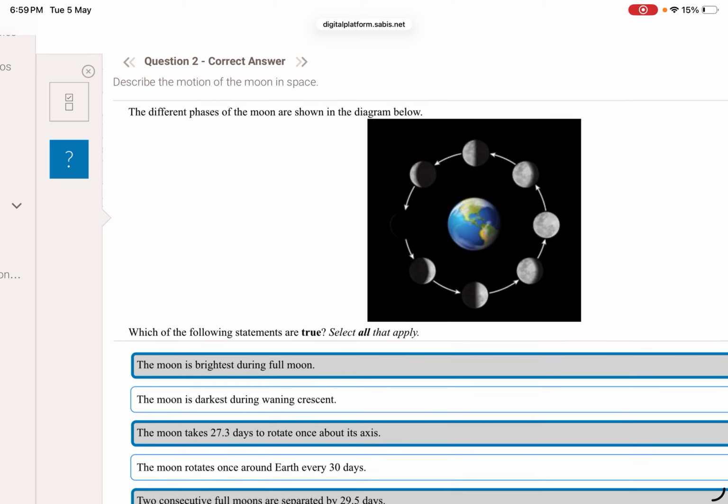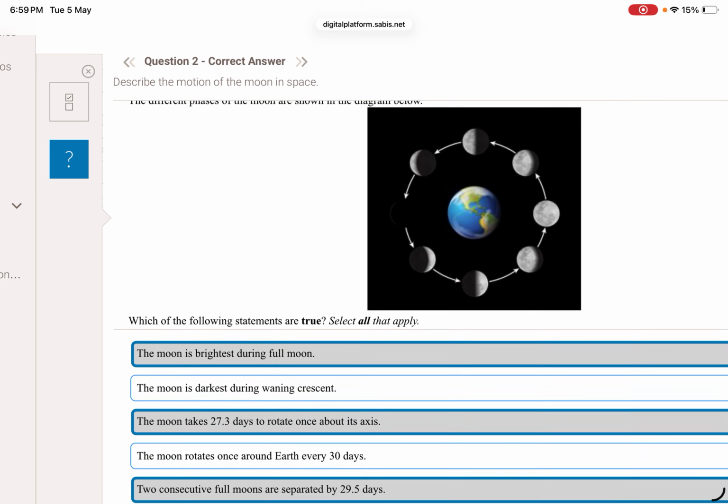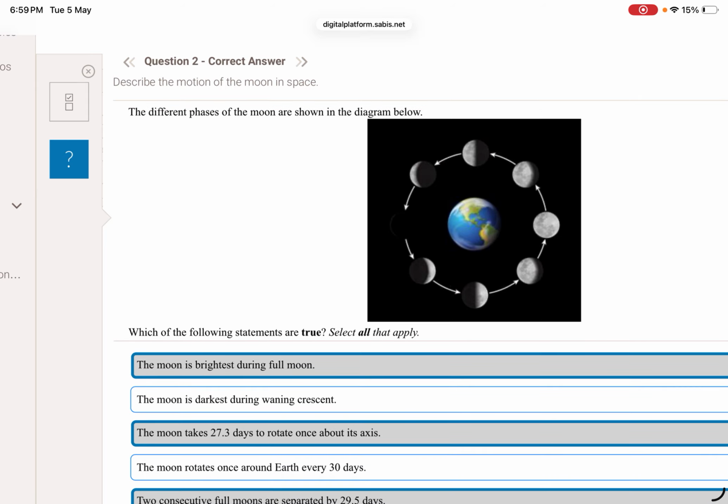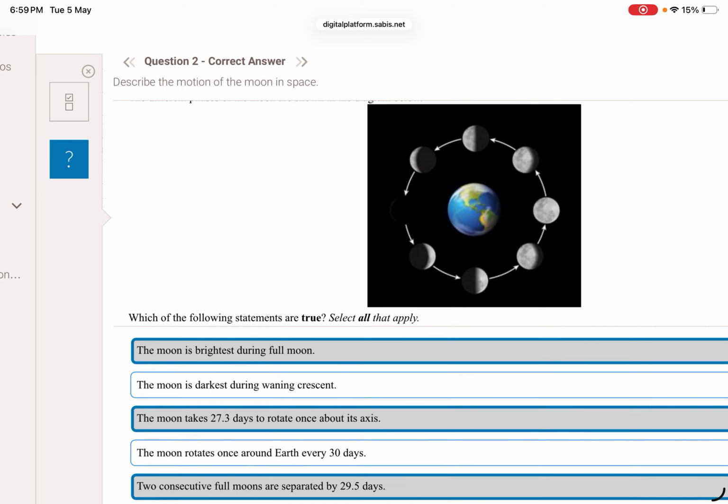The third option, the moon takes 27.3 days to rotate once about its axis. It is true because you have to memorize it. This is the period of the moon. There's no explanation for this. You have to memorize it. It takes 27.3 days to rotate once about its axis.